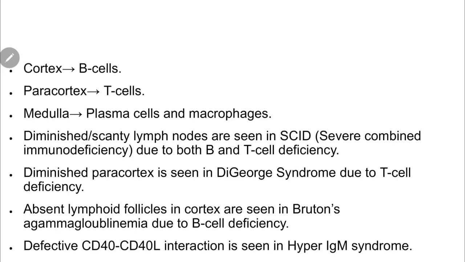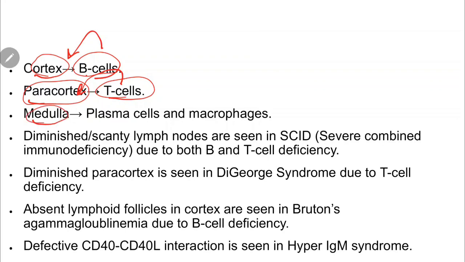Now, finally, these are the most important points that I want you to take away from this video. The cortex is your region of B cells. So if you have any deficiency or problem of B cells, then your cortex will be the one that will be affected. The paracortex is your T cell region. So if you have any problem with the T cells, the paracortex will be the one that is affected. Next, the medulla contains your plasma cells and macrophages.